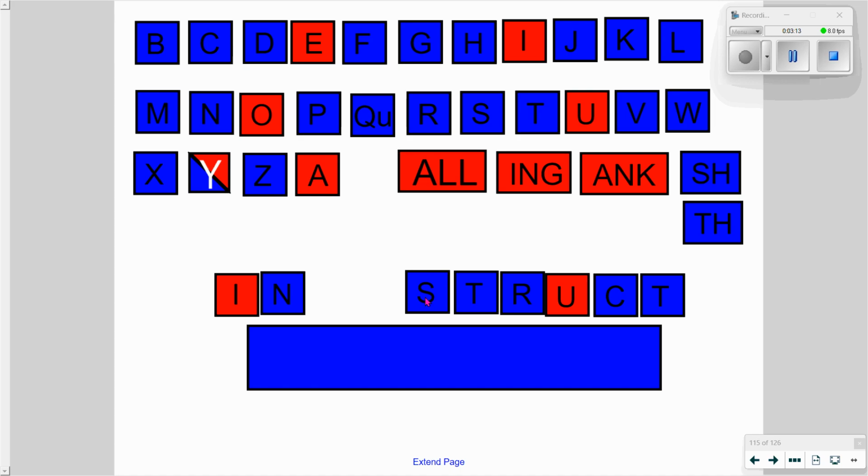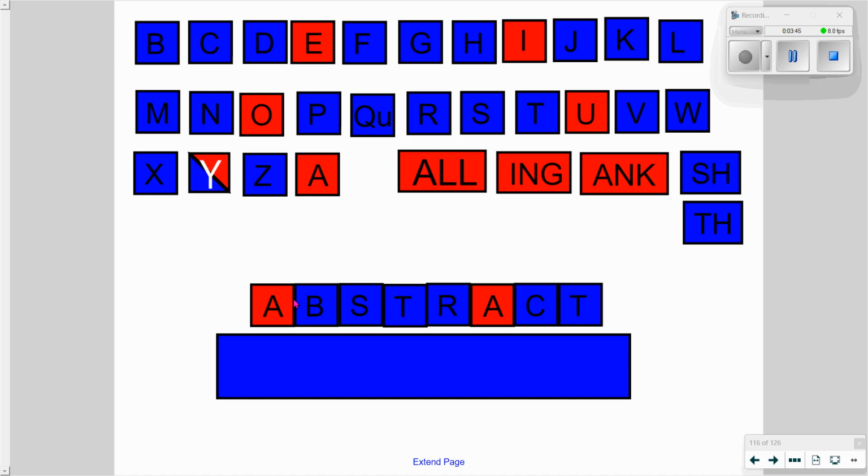You'll notice that that also allows you to have this blend stay together, STR. It's not a digraph, but it is a blend. So STR, struct, struct, and over on the first syllable, it's in, right? So instruct. So if you have 4 letters in between your vowels, you're going to do a 1-3 split, unless it is a compound word. Let's try another one.